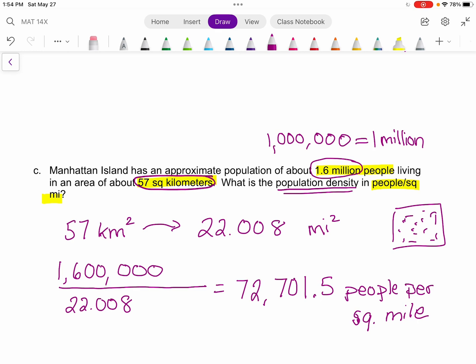So population density is a pretty typical one you might see. You often will have to convert population densities if you're comparing the United States to other countries, because obviously other countries use the metric system while we tend to use miles.